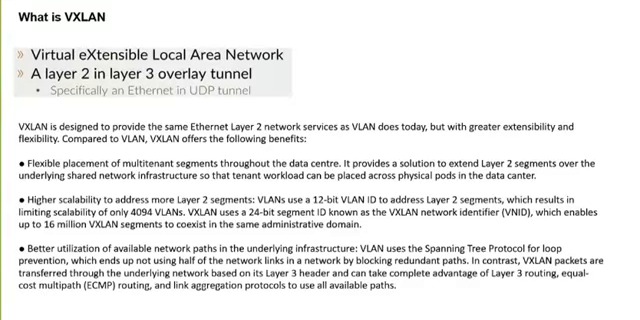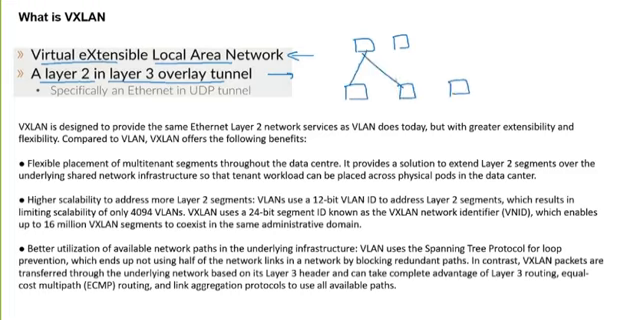So VXLAN is virtual extensible LAN, local area network, right? It is a layer 2 in layer 3 overlay tunnel. Why is it said that? Because the topology of the VXLAN is like this. It is just like a spine and leaf topology. These are the spines, and these are the leaves.